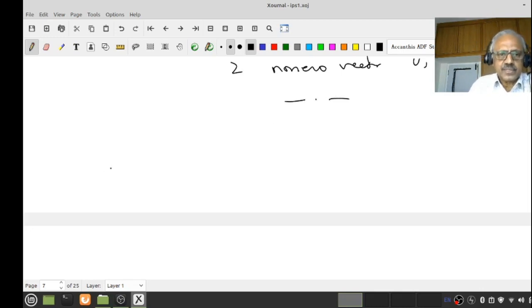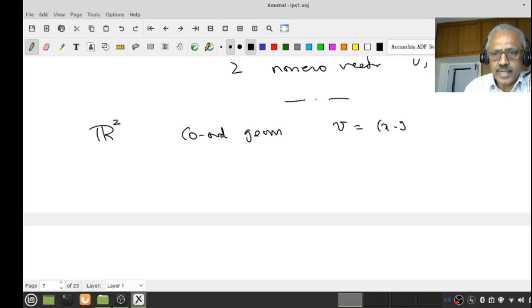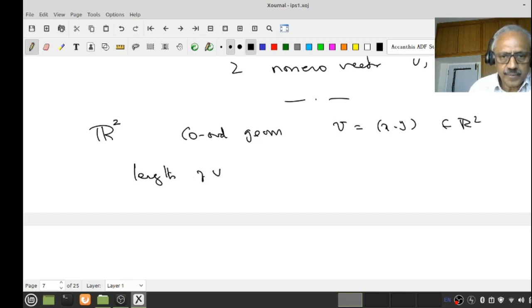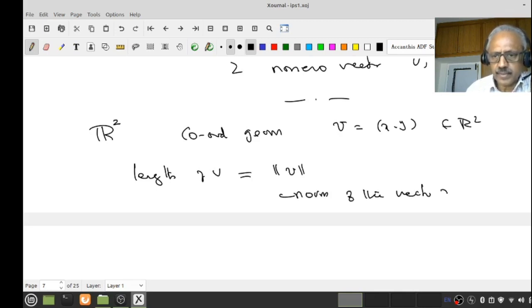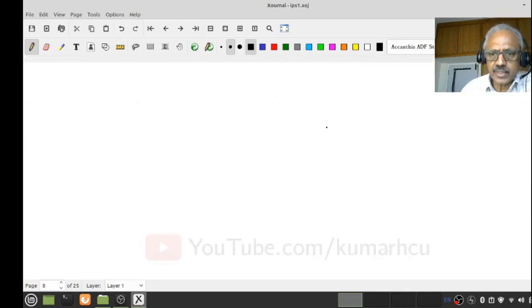Now let's go slow, and I'll motivate all those things. Let us look at R2 in coordinate geometry. If I am given a vector v equal to (x, y) in R2, you learned the length of v, which I will denote by this symbol, read as the norm of the vector v. How did we define that? Let us quickly go through it.